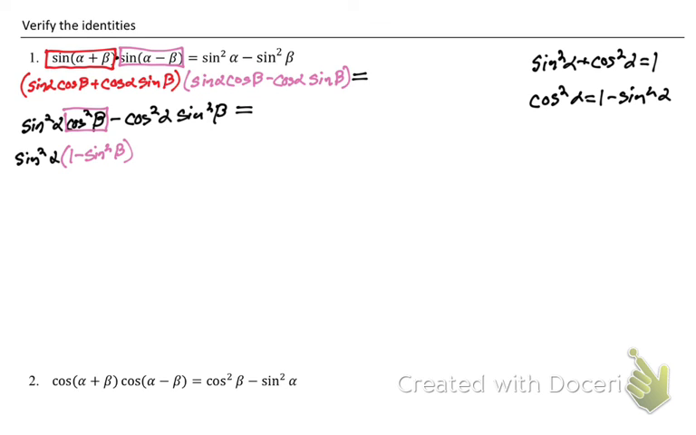I don't want cosines, so I just replace it. As long as it's squared, I can replace it with 1 minus sine squared. Now we're going to do the same thing for the other cosine. That should be minus. We're going to take that cosine squared alpha, and replace that with 1 minus sine squared beta.